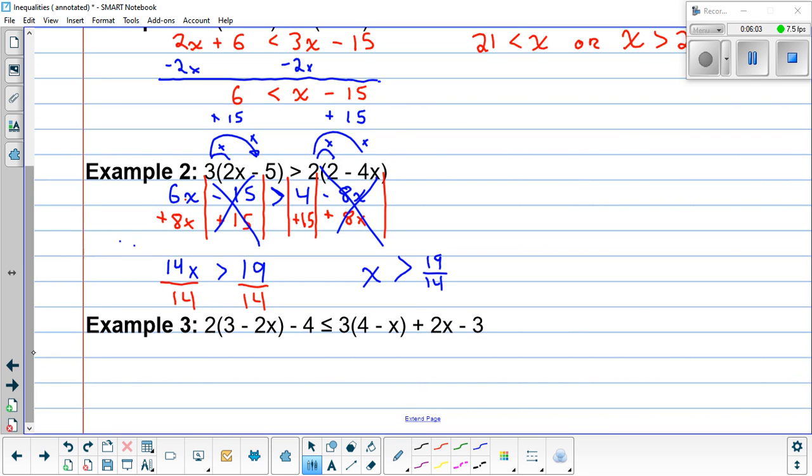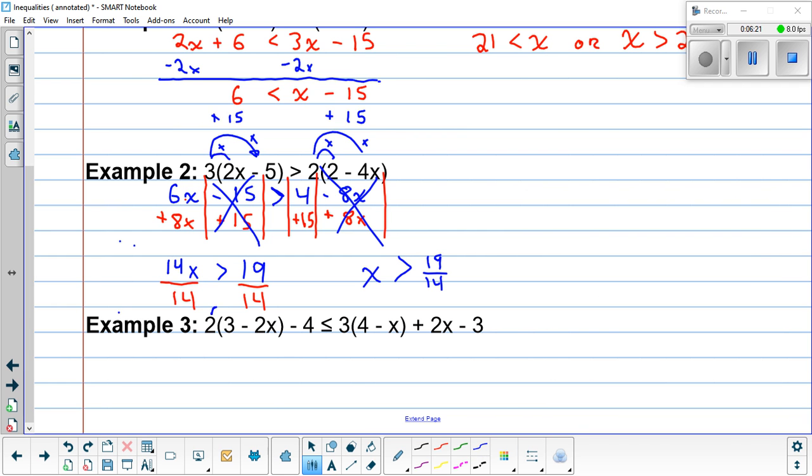And example 3, what happens when you have a mix of some brackets, just some random constants, another variable just stuck in there? Well, this is going to be a mixture of expand and simplify and then solve. So let's get to it.